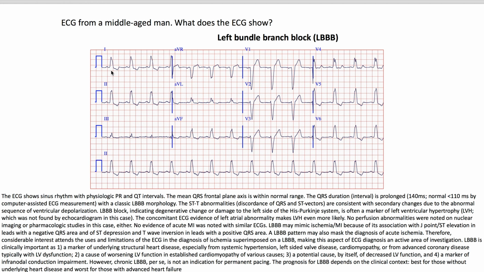The prognosis of left bundle branch block depends on the clinical context, best for those without underlying heart disease and worst for those with advanced heart failure.